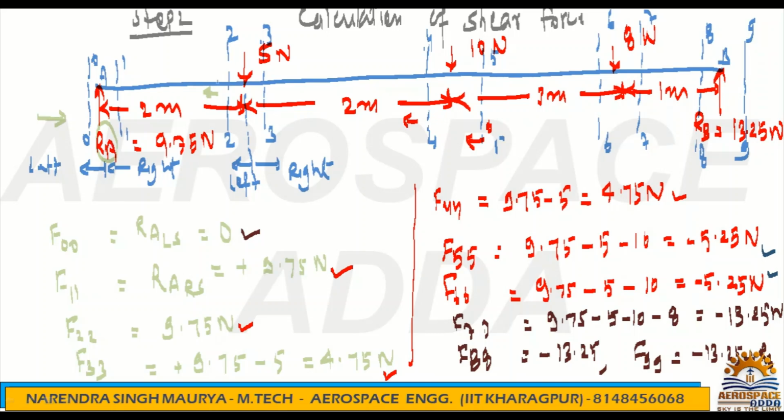2-2 and 3-3 will not be the same. Why? Because in between there is a force. What is the force? 5 Newton. So see, 2-2 and 3-3 are not the same. So these are the techniques.